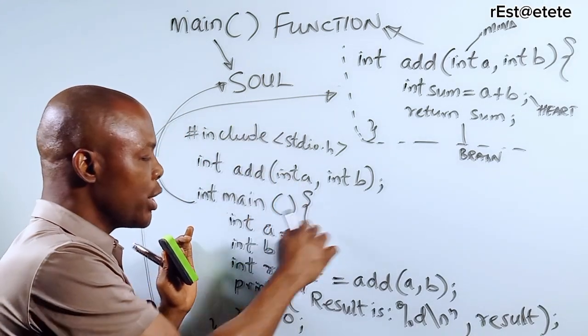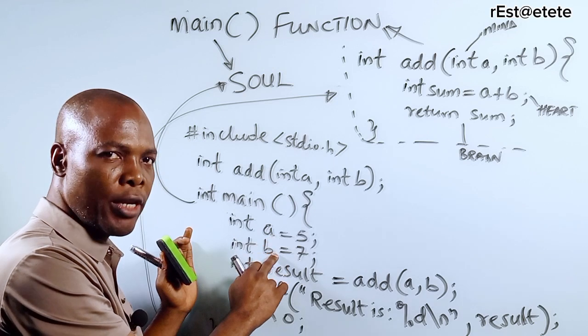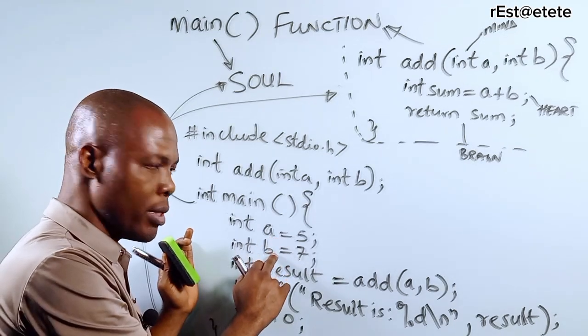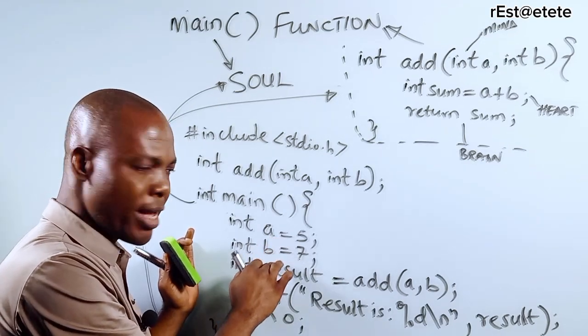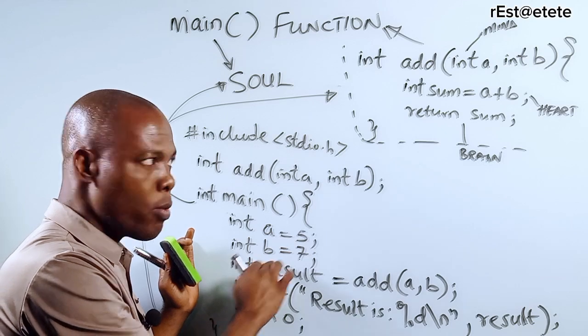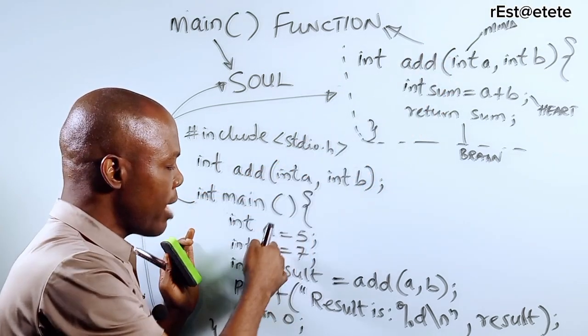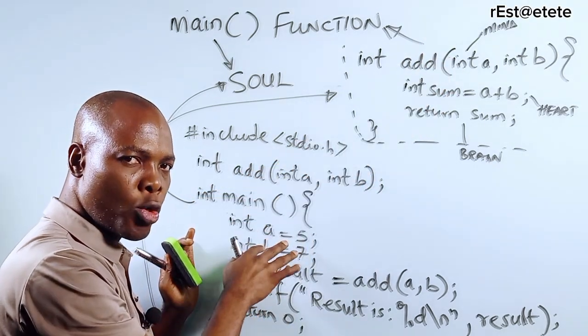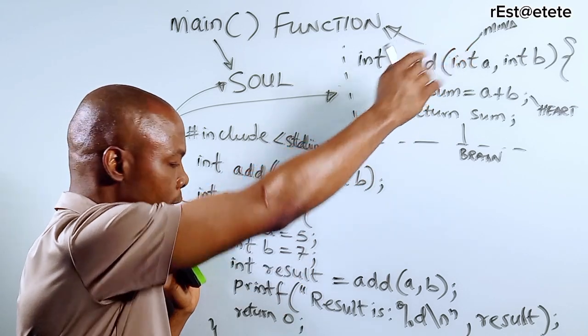Now, this main is the one housing these two variables, which are a and b. I can give them a different name. I can give it x and y, while this one will remain a and b. So having a and b inside this place is a scope different from the a and b that is here.